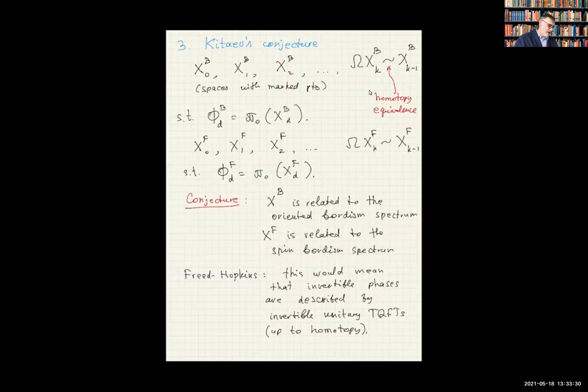And according to Freed and Hopkins, these spectra actually classify in the same sense, that is, pi naught of them classify invertible unitary TQFTs up to homotopy. So if this conjecture were true, this existence of spectra as well as identification like this, that would show that all invertible phases are actually described essentially by unitary invertible TQFTs. In the non-invertible case, we don't believe that to be the case because of these fractal phases. That is, non-invertible TQFTs do not cover all possible non-invertible gapped phases. But in the invertible case, there would be no counterexample, and the conjecture is that there is a correspondence between invertible TQFT and invertible phase.